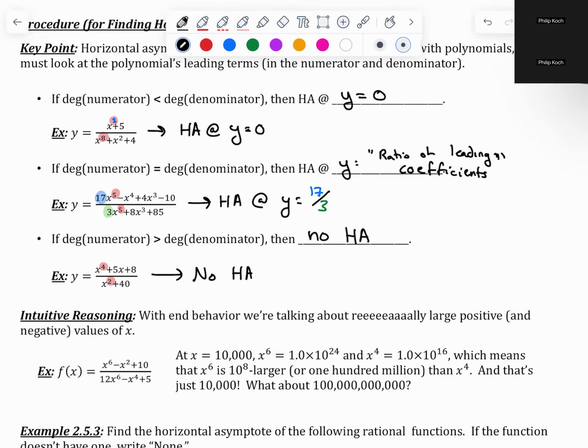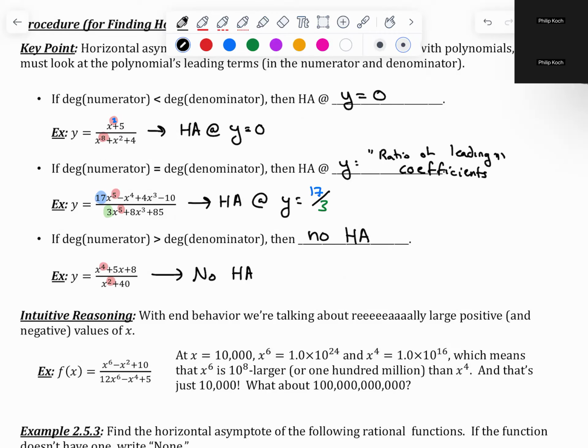So I want to give an example of the intuition as to why this is, because you can memorize this as a fact. And the more you do this, honestly, you probably will have it memorized just by pure amount of practice. But I want to explain why. We're talking about really, really large positive values and really, really large negative values of x when we're talking about end behavior. So we're talking about infinity, which is a concept, not a number.